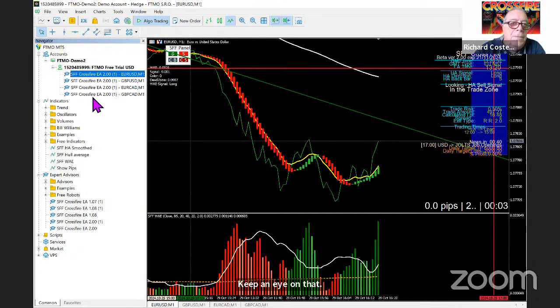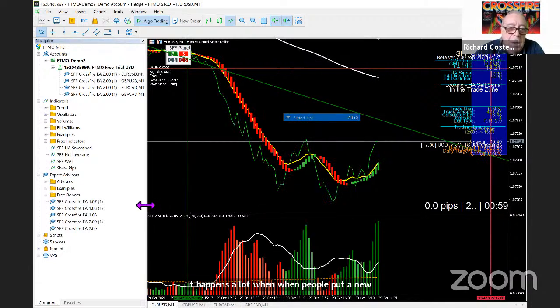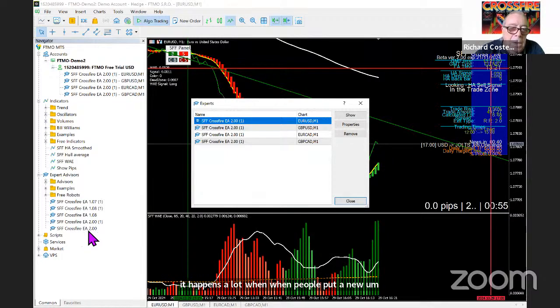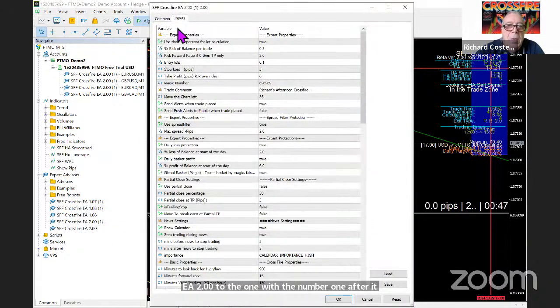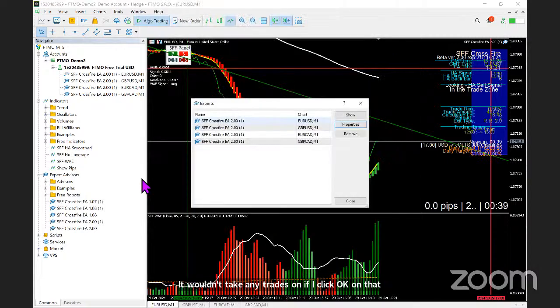And it happens a lot when people put a new EA on. When I changed from EA 2.00 to the one with a number 1 after it, what I found was that if I looked at common, this wasn't ticked, so it wouldn't take any trades on. If I click OK on that, you see it's disappeared.